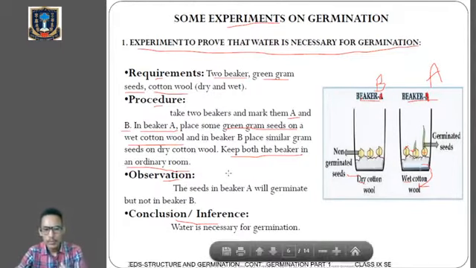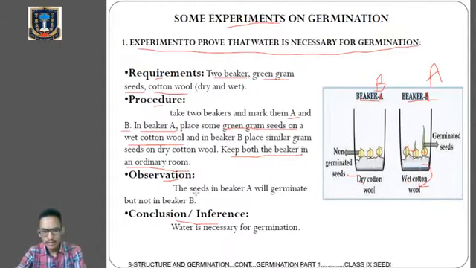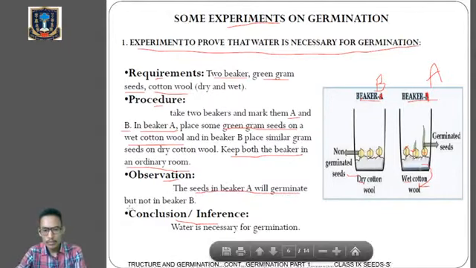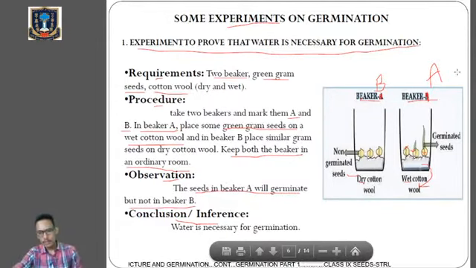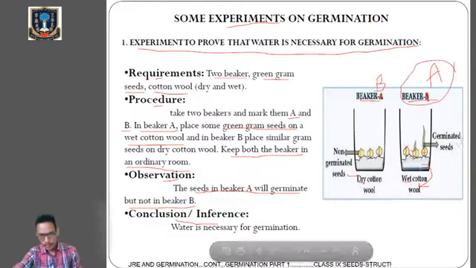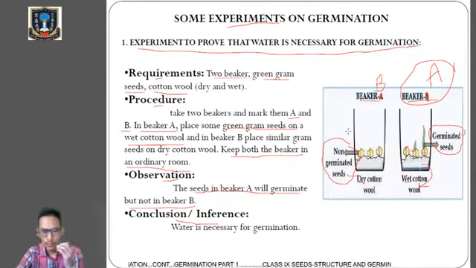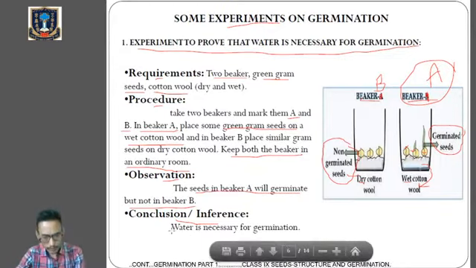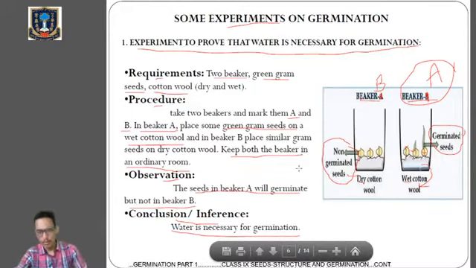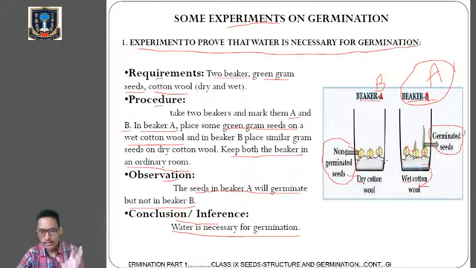Now what will we observe? After a few days we can say that the seeds in beaker A will germinate but not in beaker B. That means the seeds present in beaker A will germinate, but the seeds in beaker B will not germinate. Why? What will be your observation, your conclusion or inference? Your inference will be: water is necessary for germination. Clear? Because without water the seeds cannot germinate.